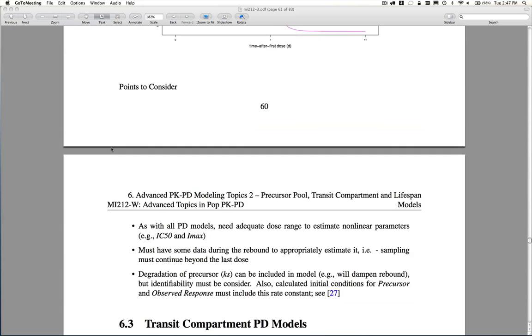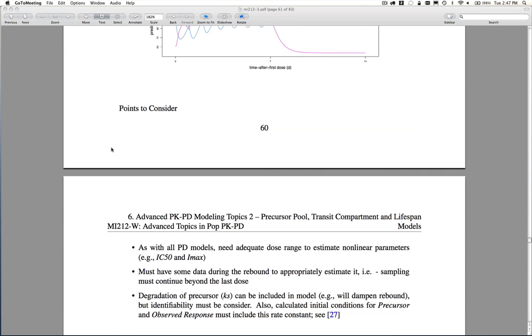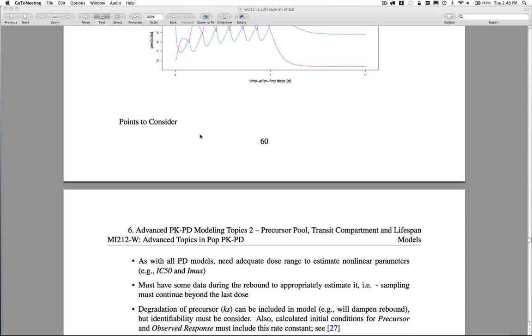So a few points to consider with these types of models. I just mentioned the fact that you need a fairly rich data set. It's also important to have an adequate dose range. And that's really the case with all of these nonlinear pharmacodynamic models that we use.